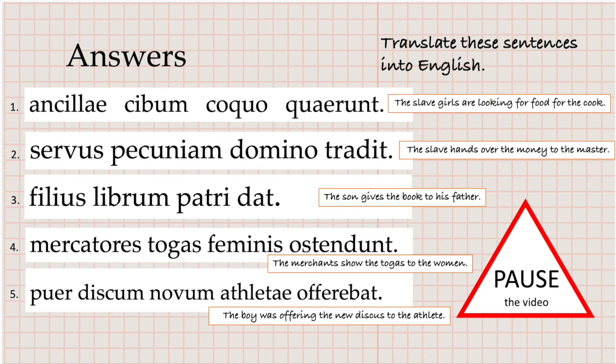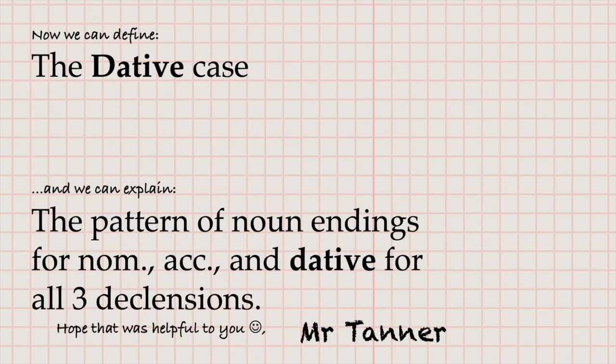I hope you got those right, or at least you understand where you went wrong if you did. So, now we can define the dative case, and we can explain the pattern of noun endings for nominative, accusative, and dative for all 3 declensions.